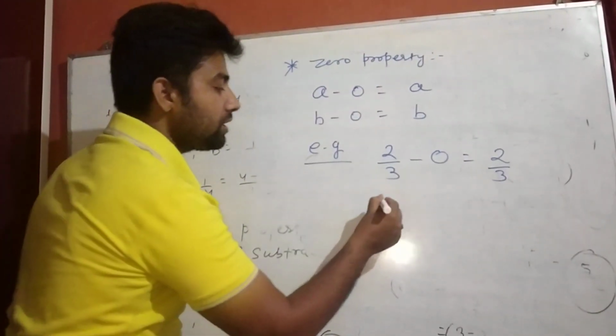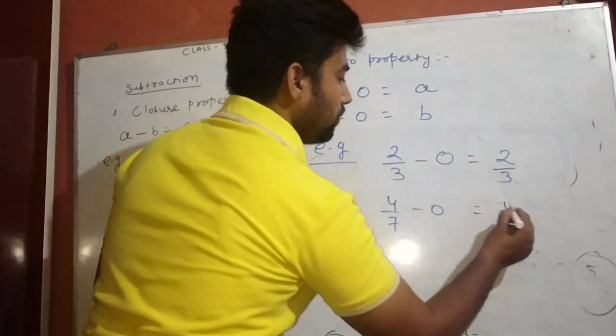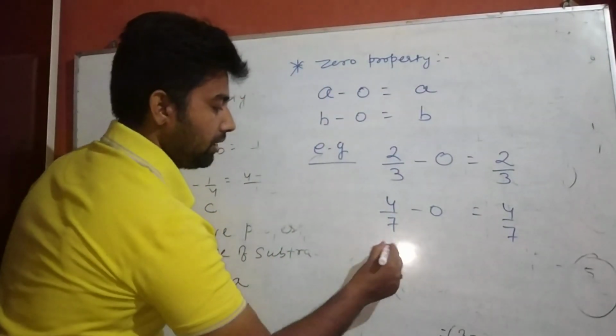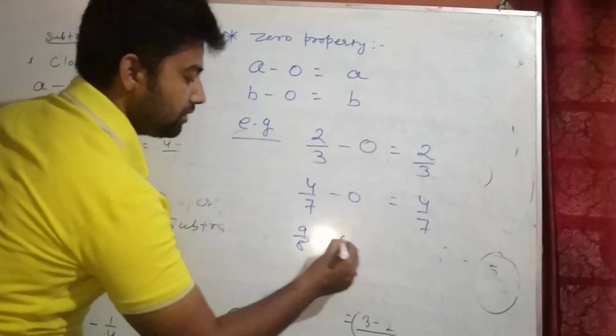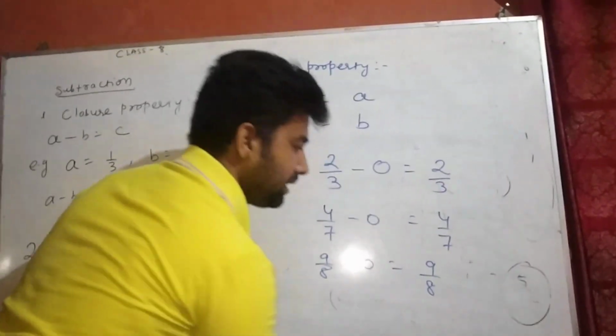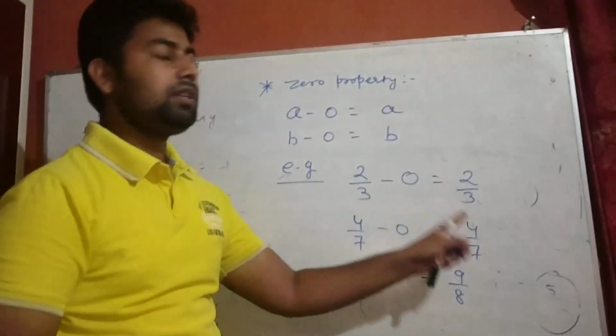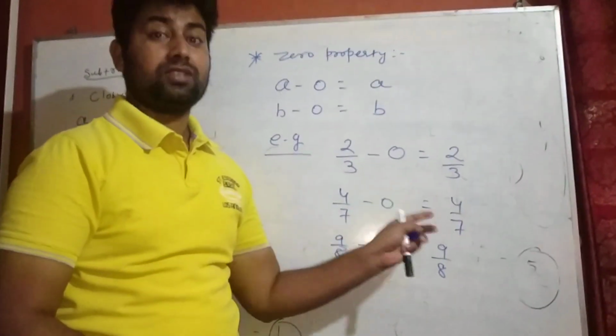You can see some more examples. 4 by 7 minus 0 equal to 4 by 7. 9 by 8 minus 0 is 9 by 8. So like that we can say that if 0 is subtracted from any rational number, the result will be the same. Okay, that's all for today.